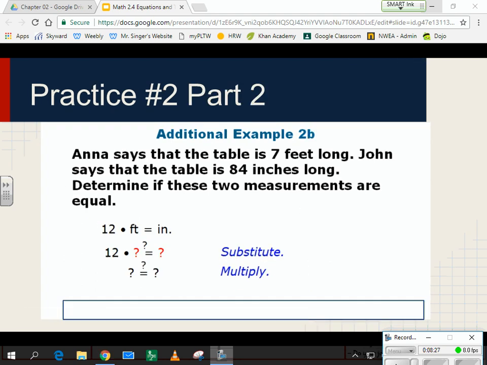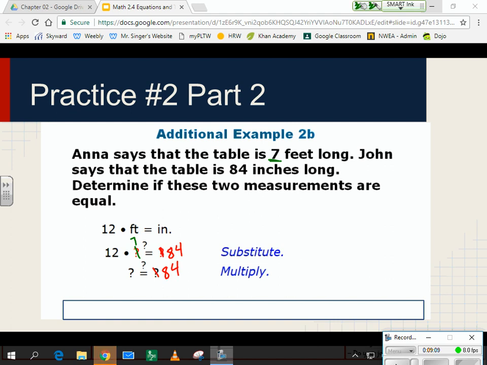Here's another example. You could probably copy this one down in your notes. It says Anna says that the table is 7 feet long. John says the table's 84 inches long. So you have to determine whether these 2 measurements are equal. Now I know by 6th grade you already know that there's 12 inches in a foot. So if we just multiplied 7 by 12, that would get us inches. So again, we're going to plug and chug. We're going to put in 7 where we see the question marks. And the other thing we know is that we're looking to see if it equals 84 inches. So we can replace these question marks with 84.